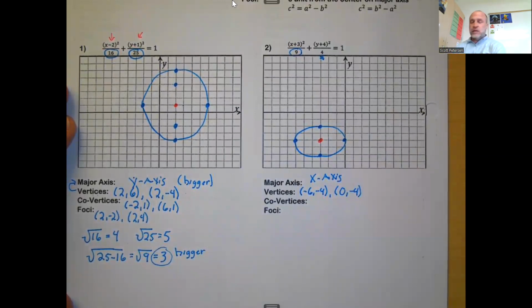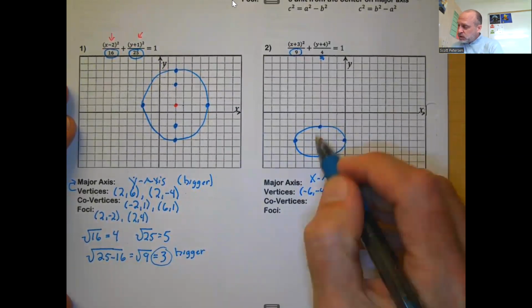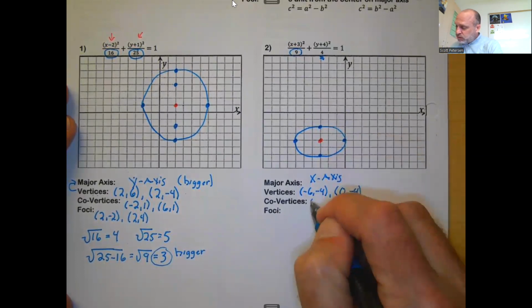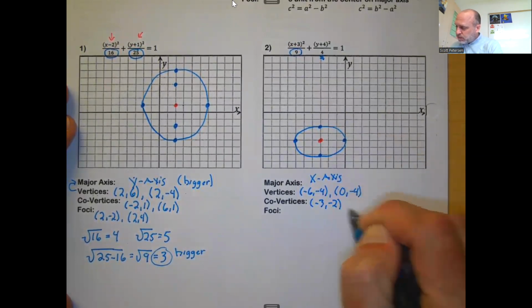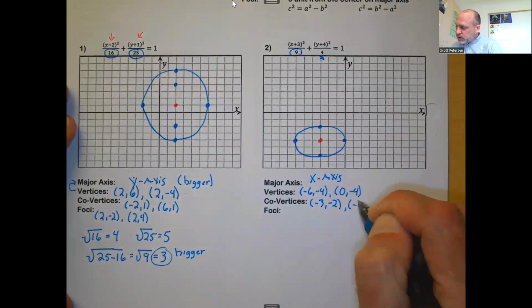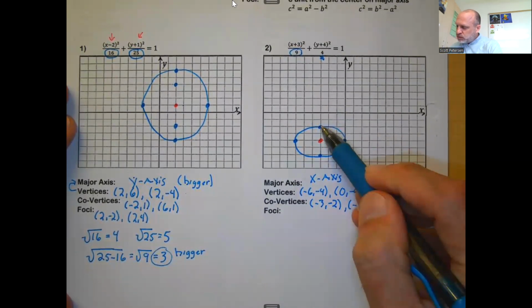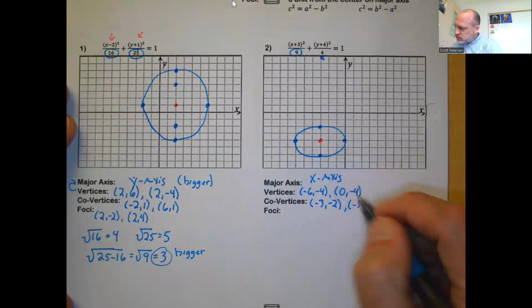Co-vertices are the smaller of the two, so it'd be the other two. So this point is -3, -2, -3, 1, 2, 3, 4, 5, 6. -6, excuse me.